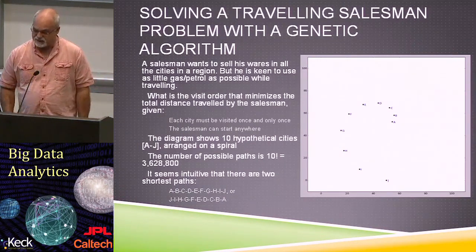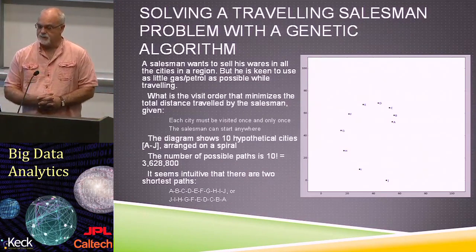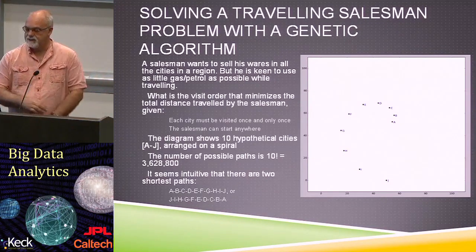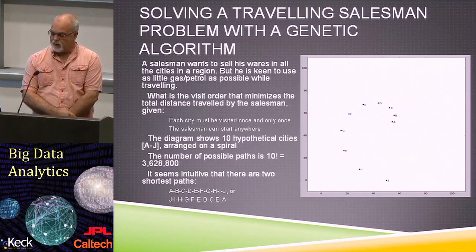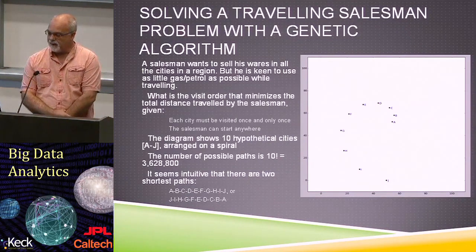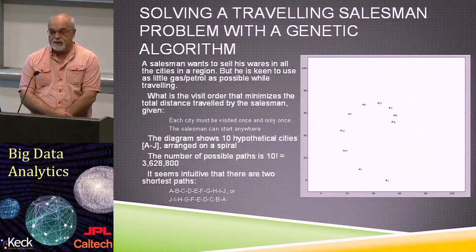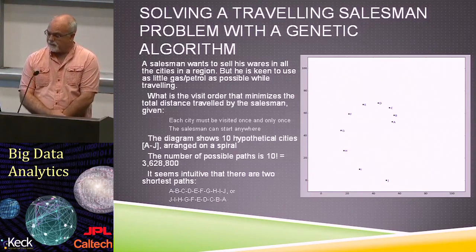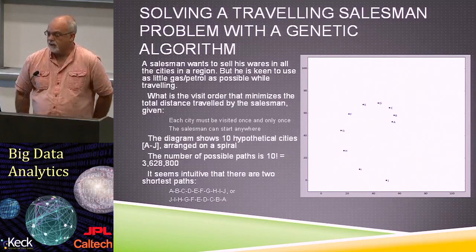So let's look at this travelling salesman problem in a little bit more detail. The salesman wants to sell his wares in all the cities in a region. If you look at the diagram on the right, there's a set of cities there which are rather artificially placed in a spiral orientation. And you can see the cities are labelled A through J. The salesman wants to minimise the amount of time he spends on the road, and so he likes to try and find the shortest path between those cities, and what order he needs to travel that path in.